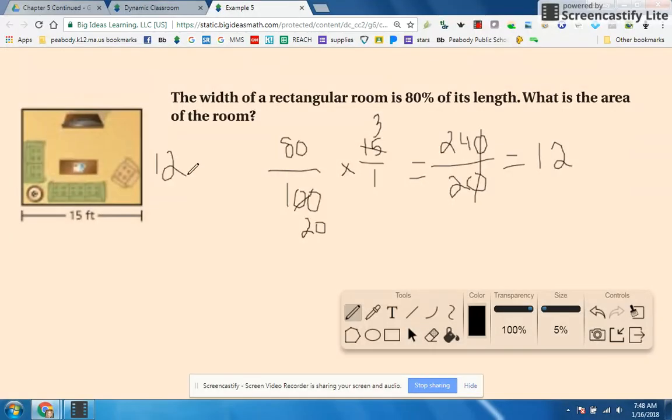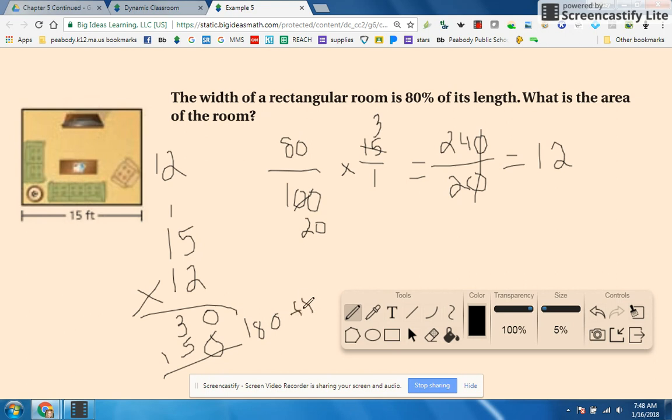Now it says, what is the area? This is a rectangle, so area is length times width. So now that I know what the width is, I can just do length times width. So 5 times 2 is 10. 2 times 1 is 2, plus 1 is 3. Start with a 0. 5 times 1 is 5. 1 times 1 is 1. Add them together. I get 180 feet squared. Okay, so first I had to figure out what the actual width was, and then I did length times width to find the area. So let me give you one of these to try.